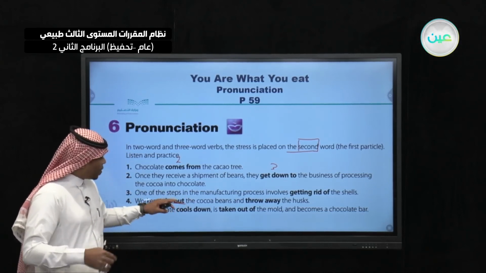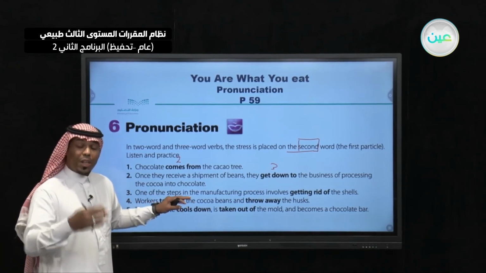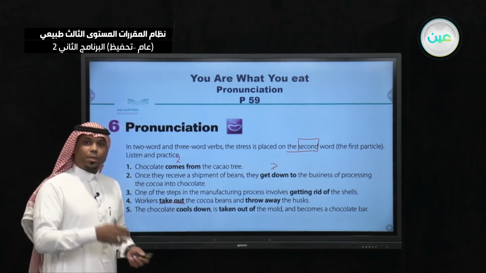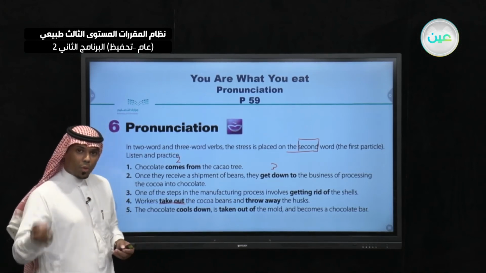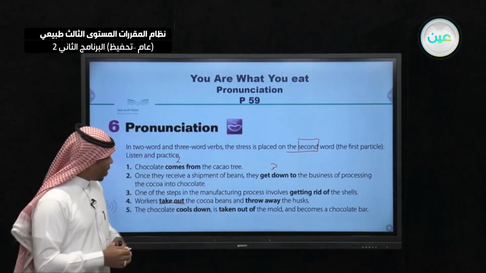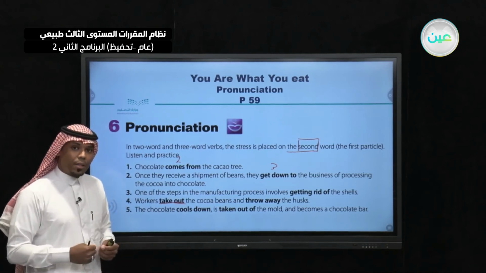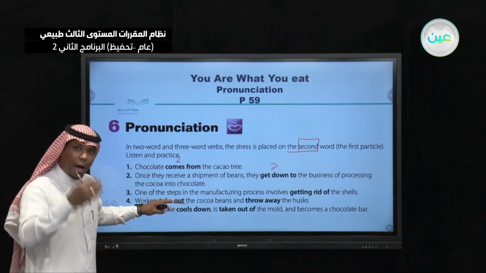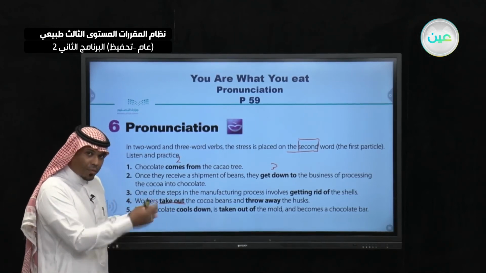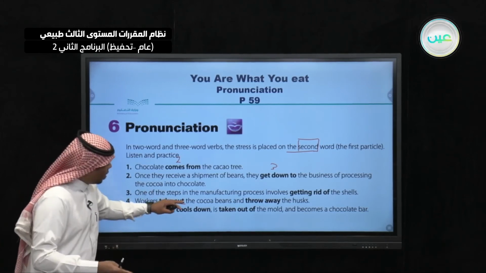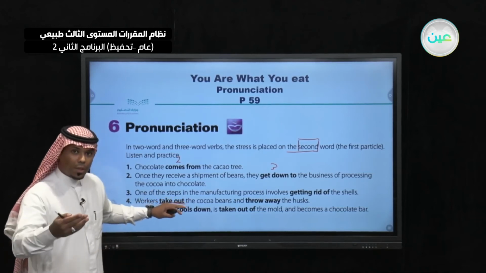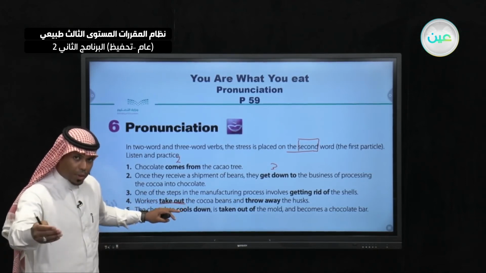What if I use "take out" as a noun? Okay, I would like to order a takeout. For example, if I am hungry and I want to have lunch or dinner or something like that, I have to use takeout. Here I am stressing the first word because it functions like a noun. While if it functions like a verb, I have to stress the second word: take out. Okay, very good.